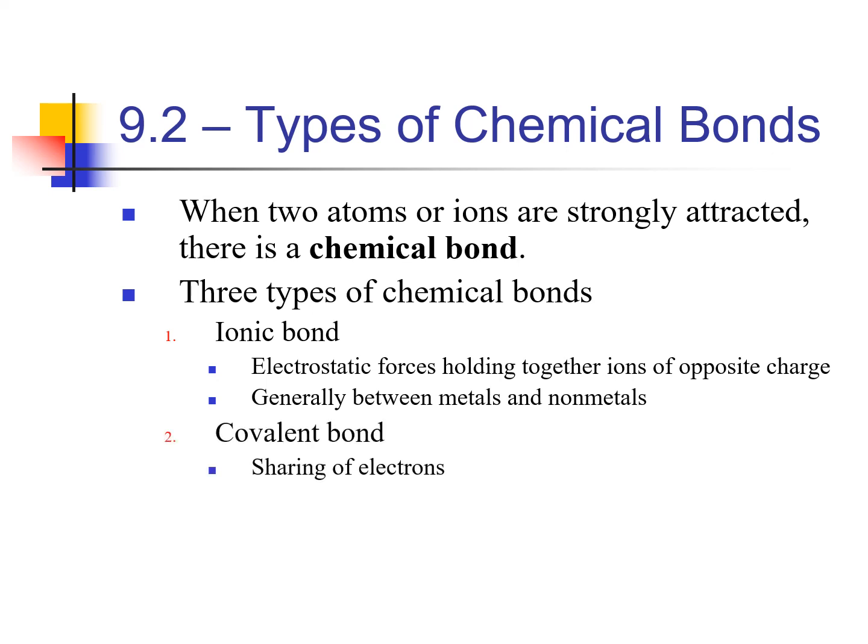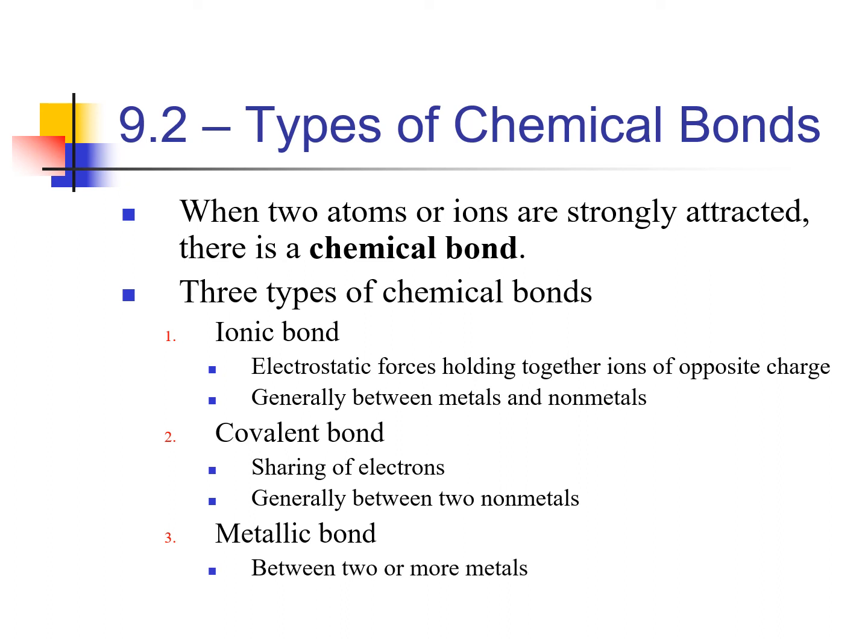We have the covalent bond, which is a sharing of pairs of electrons, and that's generally going to be between two nonmetals. And finally, we have the metallic bond, which is between two or more metals themselves. And in this case, the bonded electrons are actually free to move around, and that freely moving electrons is what allows metals to conduct electricity so well.